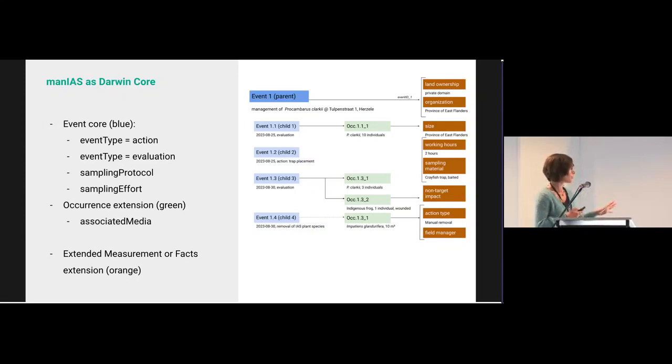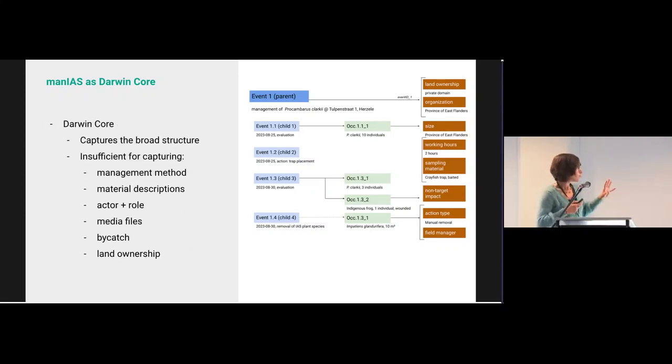And so on. So I think my main conclusion here is that you can use Darwin Core for reporting of the basic information of management actions, but there are many things that need to be squeezed into the sampling efforts, or they need to be captured by the measurement or the extended measurement or facts extension. So there is a way to report on it, but it doesn't always look that nice. So what we would really want is for each term a separate column with its own vocabulary. And I think we're not quite there yet.